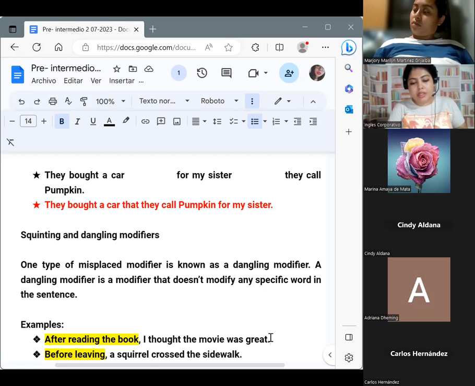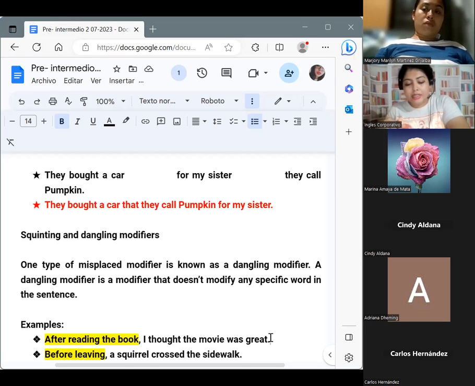So in this case, the dangling modifiers aren't the only type of misplaced modifiers. Another type is known as a squinting modifier. This kind of modifier is unclear, because it is placed in a way that makes it just as applicable to the word before it as it is to the word following it.